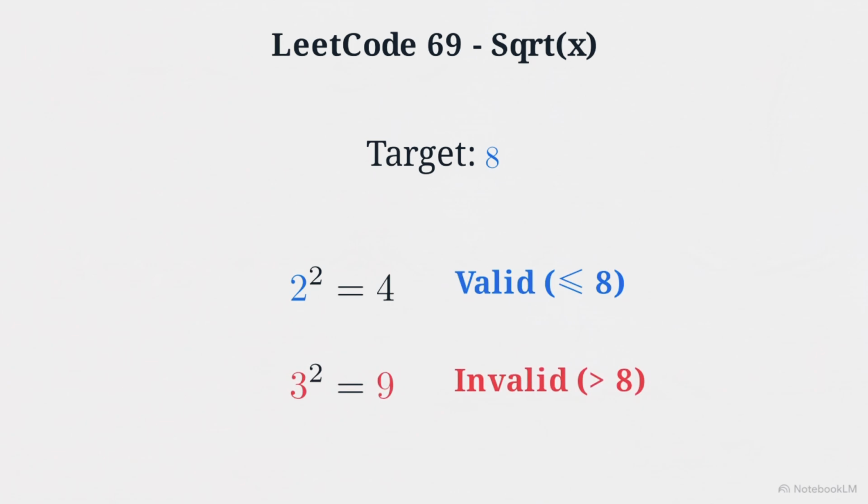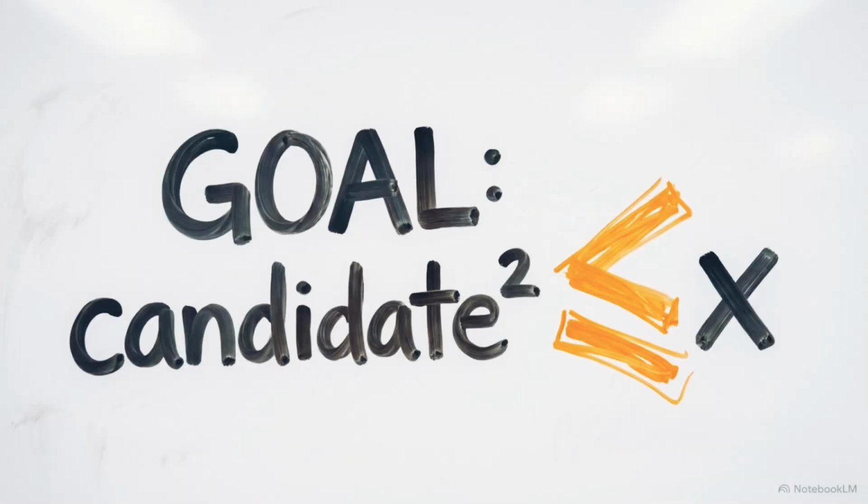2 squared is 4, and 3 squared is 9. Since 9 is too large, we have to round down to the nearest valid integer. The correct answer remains 2. The goal is to identify the largest possible integer whose square remains less than or equal to our target number.